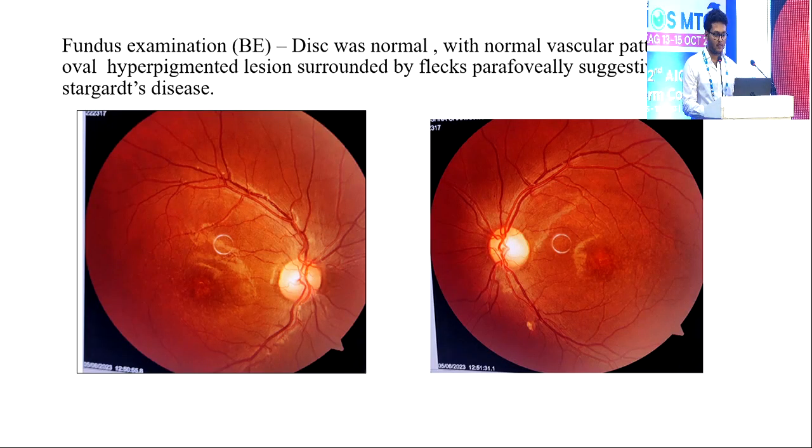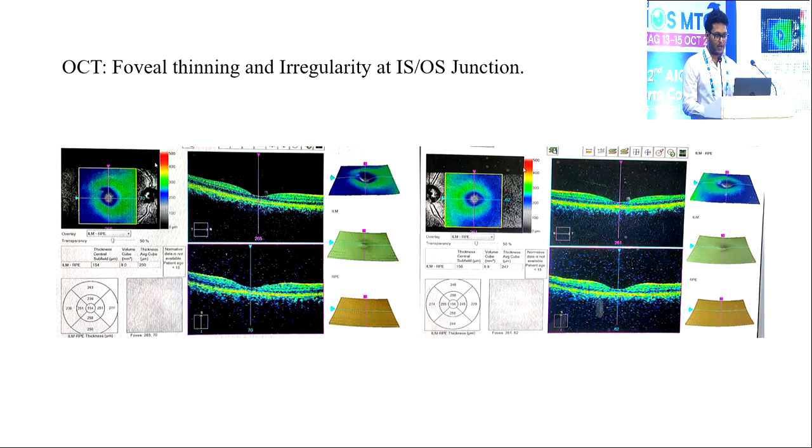On fundus examination, in both eyes he had flecks in the parafoveal region and non-specific RPE mottling. OCT findings showed foveal thinning and irregularity at the IS-OS junction.